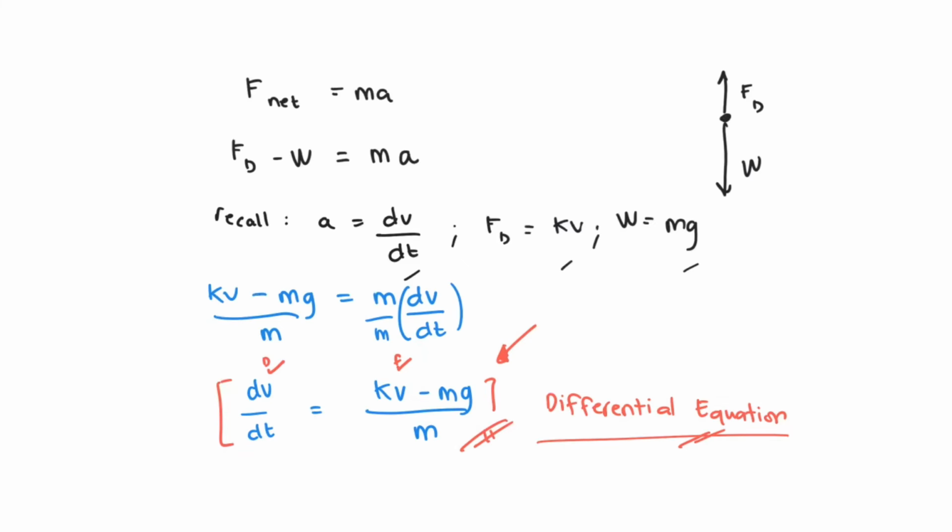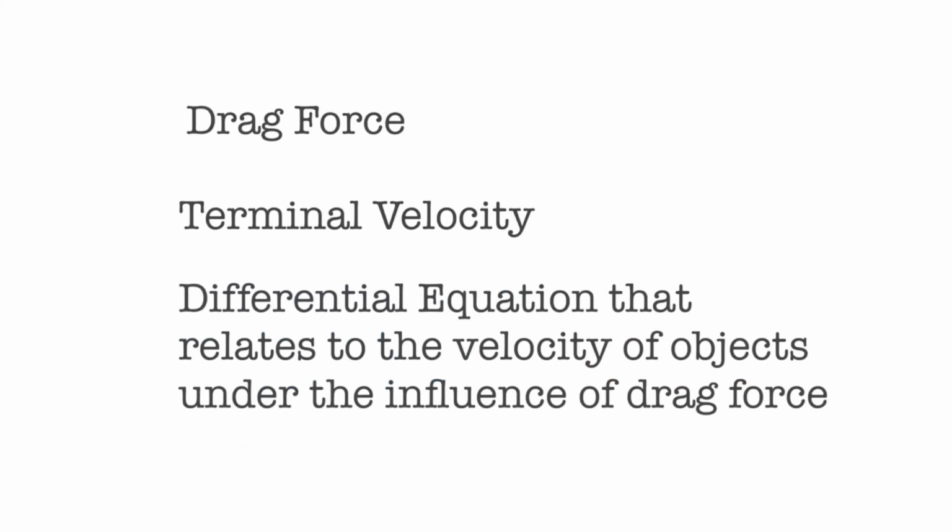And once again, be reminded that dv over dt is in fact equal to acceleration. So acceleration is equal to kV minus mg over m. And that concludes this lesson. I hope you learned something about drag force, terminal velocity, and the differential equation that relates to the velocity of objects under the influence of drag force.